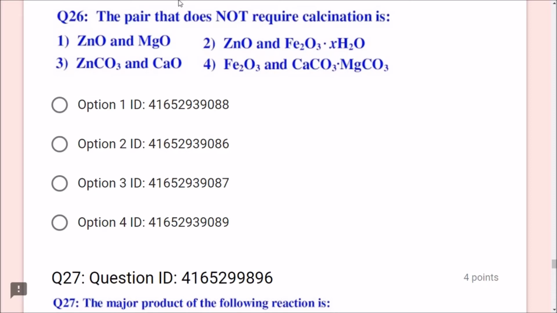Dear friends, what are the compounds? Zinc carbonate, yes, it can be calcinated. Calcium oxide, no friends. Zinc oxide, no. Iron oxide, yes, it can be calcinated. What about this? Yes, calcinated. Whereas zinc oxide and magnesium oxide are both already in oxide form, therefore there will be no change on calcination. Even if you heat at high temperature, zinc oxide and magnesium oxide are not going to change. So 'does not require' means zinc oxide and magnesium oxide is the correct option friends.